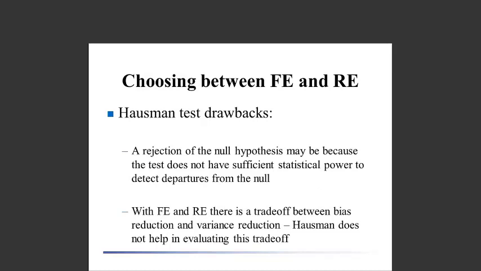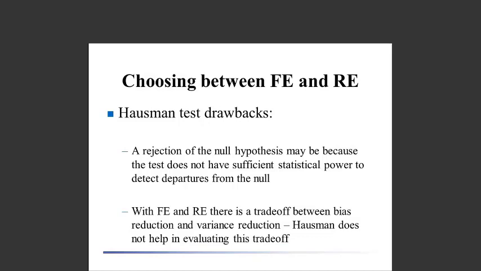As widely used as it is, there are some drawbacks to the Hausman test. So Clark and Linzer 2012, which I provide a reference to later, use simulations to demonstrate a number of scenarios where the Hausman test can lead to erroneous conclusions. And they note that a rejection of the null hypothesis may not necessarily be due to covariance between alpha i and covariates in the model. It could also be because the test does not have sufficient statistical power to detect departures from the null.